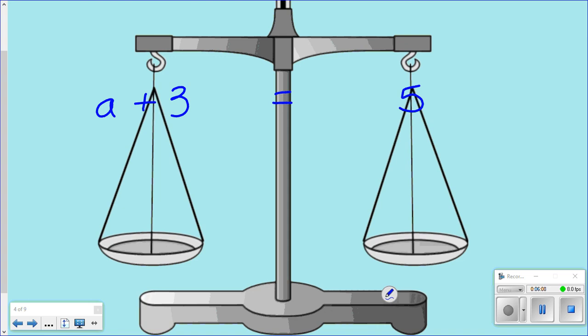Now, let me draw this for you in a picture. Can I do that? Can I draw for you a picture? Let's say we have a plus 3. I'm going to make 3 blocks here, just to represent that in a picture. How many blocks do I have on that side? Okay.